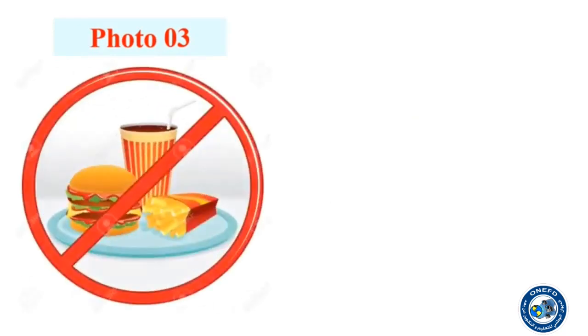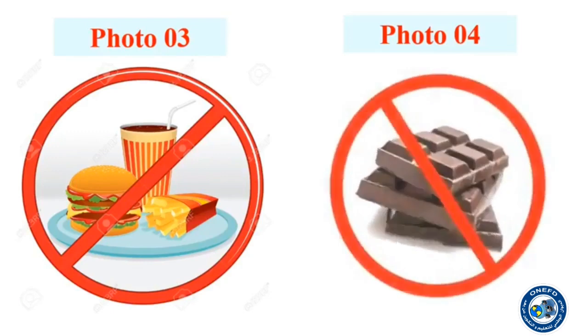Let's take photo number 3. In photo number 3, there is food. Do you think, dear pupils, this food is healthy or unhealthy food? Definitely it is unhealthy food. There is a hamburger, there is a cup of soda, and there is fried potatoes. And there is, as you can see, the stop sign. The stop sign. This means we must stop eating junk food. This is junk food, or we can say fast food or unhealthy food.